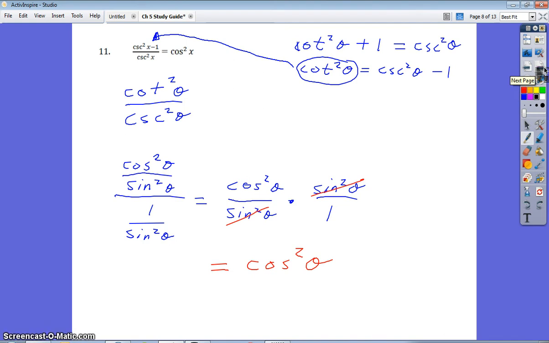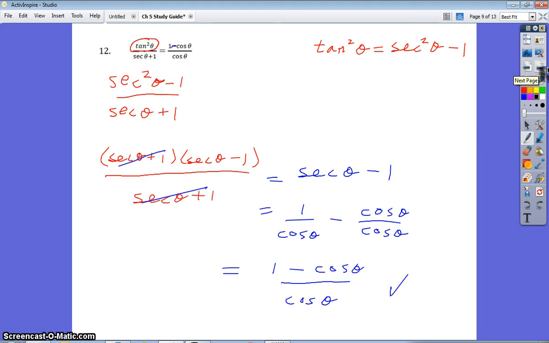Okay, jamming. Okay, so 11, I noticed that I had an identity in the numerator. So Pythagorean identity. So I made a substitution, changed everything into terms of sine and cosine after that, inverted and multiplied, and ended up proving the identity.